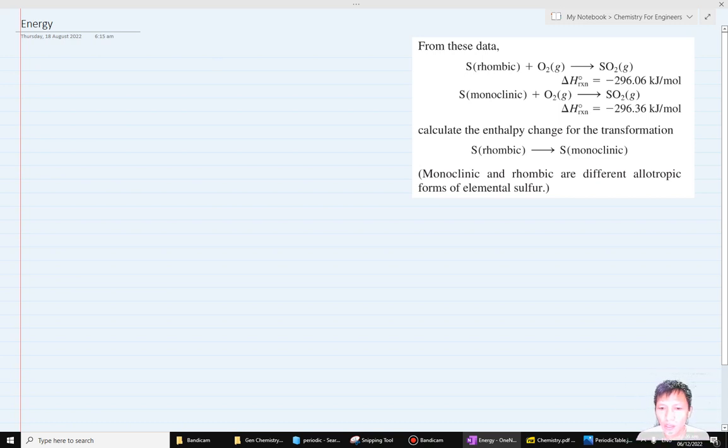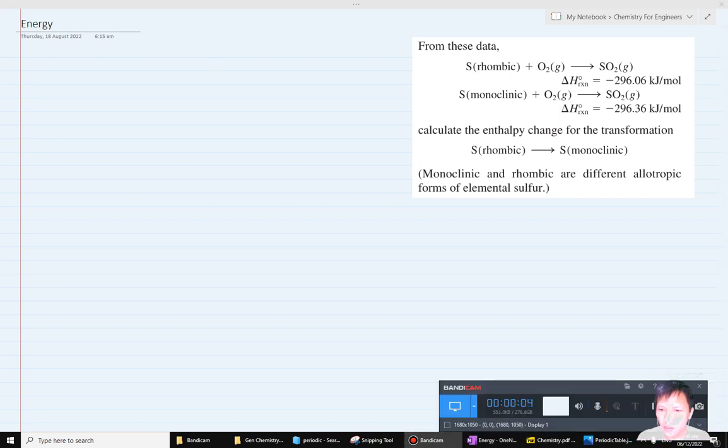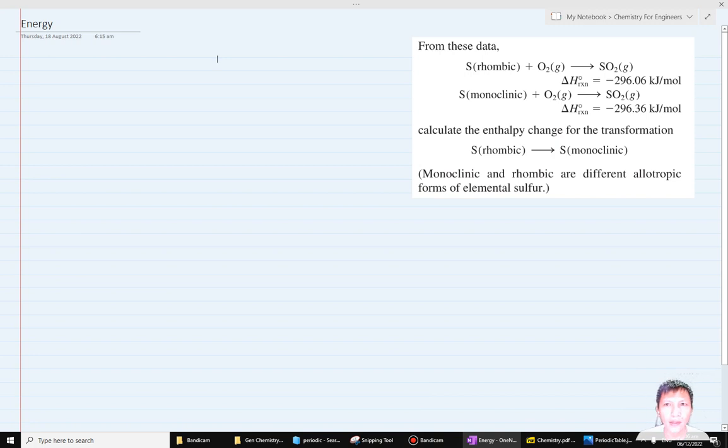Good morning guys. We have another problem here. This is energy chemistry for engineers. From this data, we have a chemical reaction of rhombic sulfur, which is rhombic in terms of its figure, plus oxygen, and it transforms into SO2 gas. This is the formation of SO2 from sulfur rhombic.